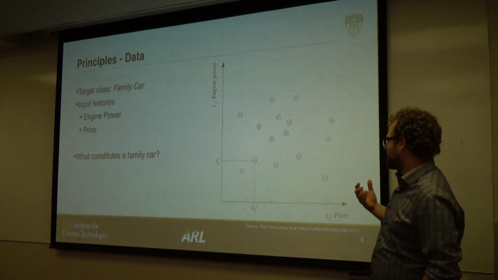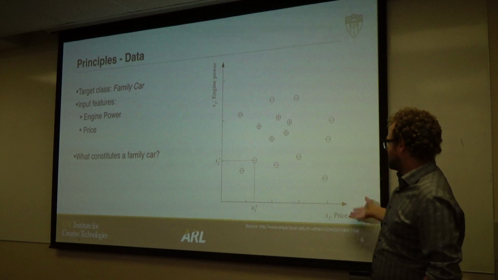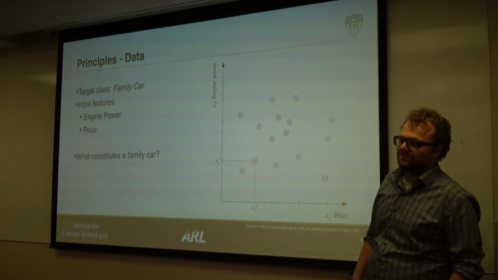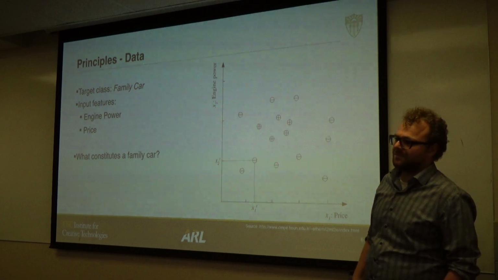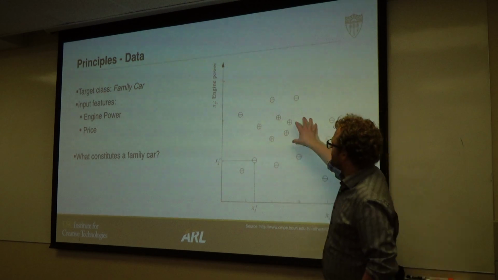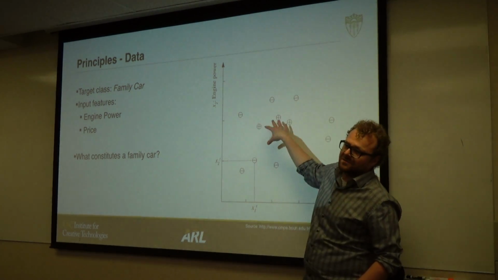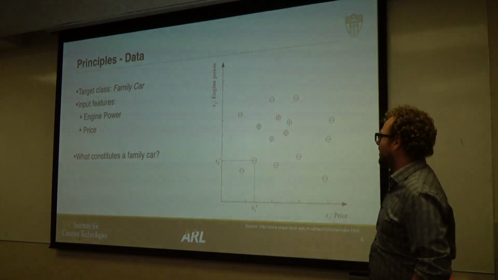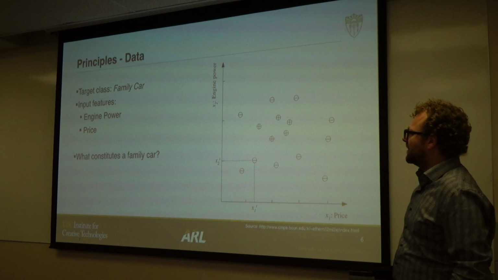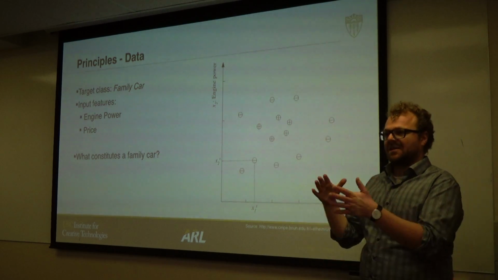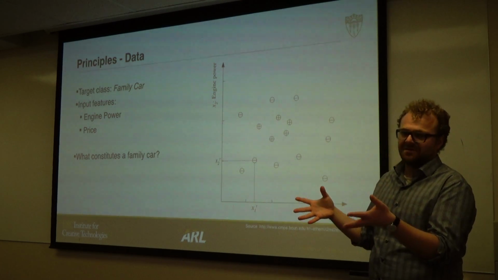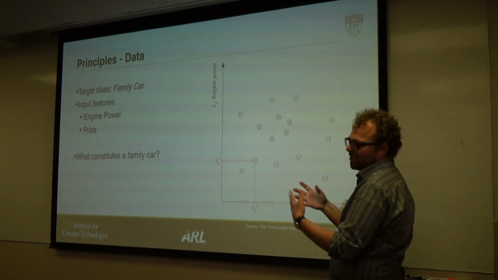And you can use price and engine power to do so. So you can see that family cars seem to be more in the middle here, right? So on a high level, you could say a family car seems to be in the middle of engine power as well as price range, right? So something like that. Okay, that could be a hypothesis.